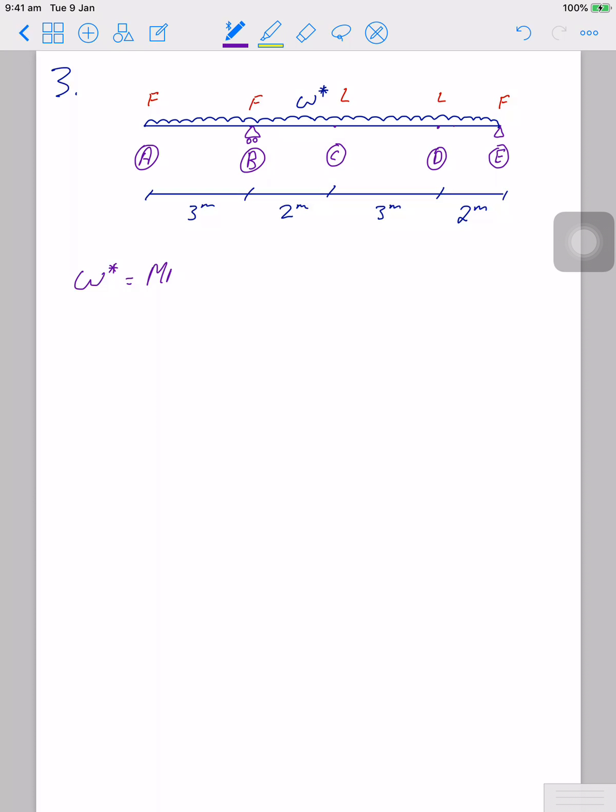It's going to be the maximum of 1.35 times the dead load, or 1.2 times the dead load plus 1.5 times the live load. If you solve this, it comes out to be 13.5 and 30 kilonewtons per meter. Maximum would be 30.